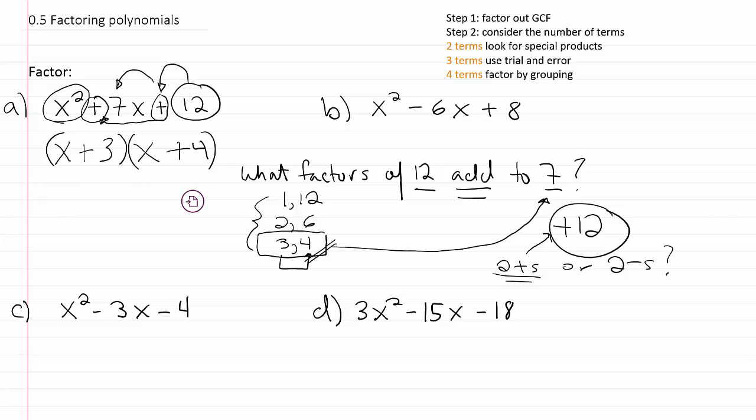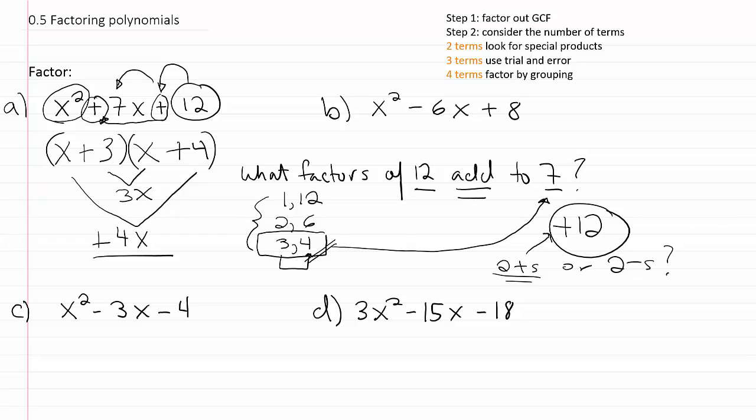So to be sure, I'm going to test, and the way I'm going to test that is simply multiply the two inside terms and then multiply the two outside terms. So we have this little checking method. So 3 times x is going to give me 3x, and the x times the 4 is going to give me 4x. Notice they're both positive.